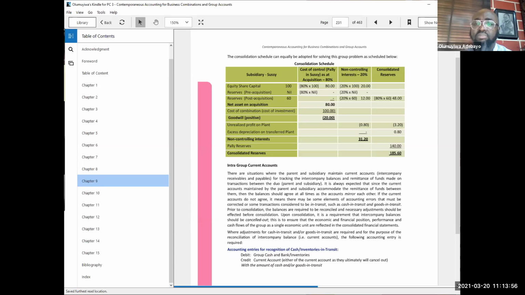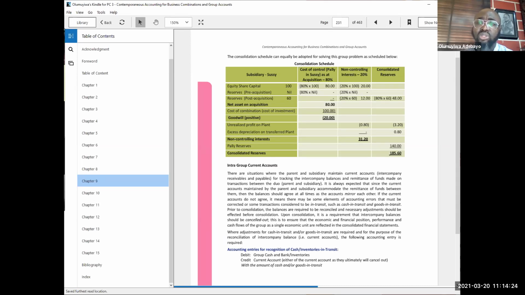For example, the parent might have sold goods to the subsidiary, and as at the end of the year, he has a standing balance from the subsidiary. In the books of the parent, it is going to record as part of its trade receivable the amount owed to it by the subsidiary. And likewise, in the subsidiary's books, the subsidiary will have recognized a trade payable, which is due to the parent.